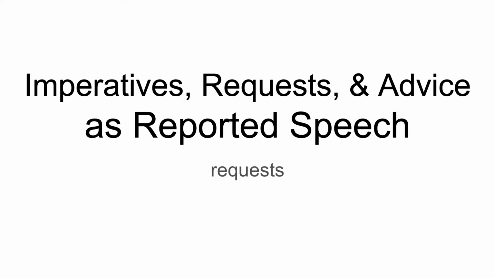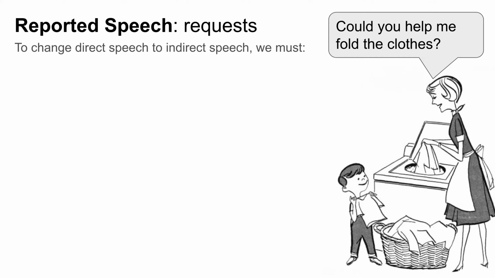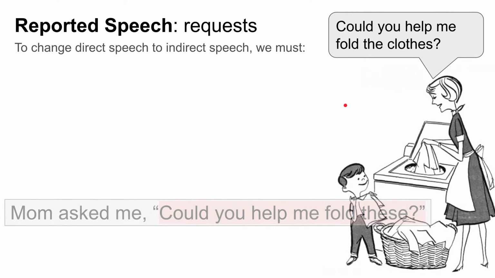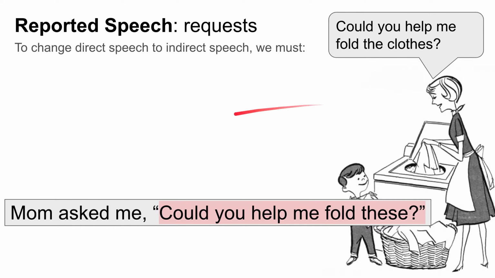requests, advice, and commands one by one. So let's start by learning how to change a request to indirect speech, or reported request. So here the mom is saying to the boy, could you help me fold the clothes? Okay, so if I were writing a story, I would say, mom asked me, comma, quotation marks, could you help me fold these clothes? Question mark, quotation marks.